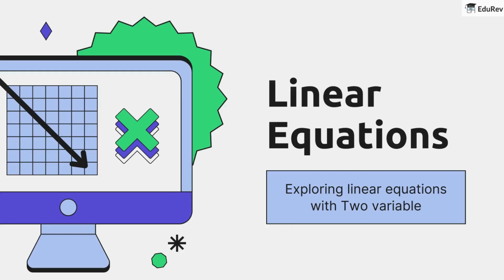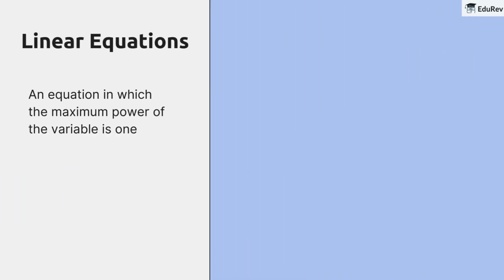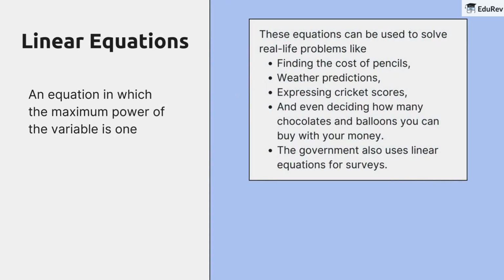Hello everyone. Today, we are going to explore linear equations with two variables. Linear equations are those where the maximum power of the variables is 1. These equations can be used to solve real-life problems like finding the cost of pencils, weather predictions, expressing cricket scores, and even deciding how many chocolate and balloons you can buy with your money.